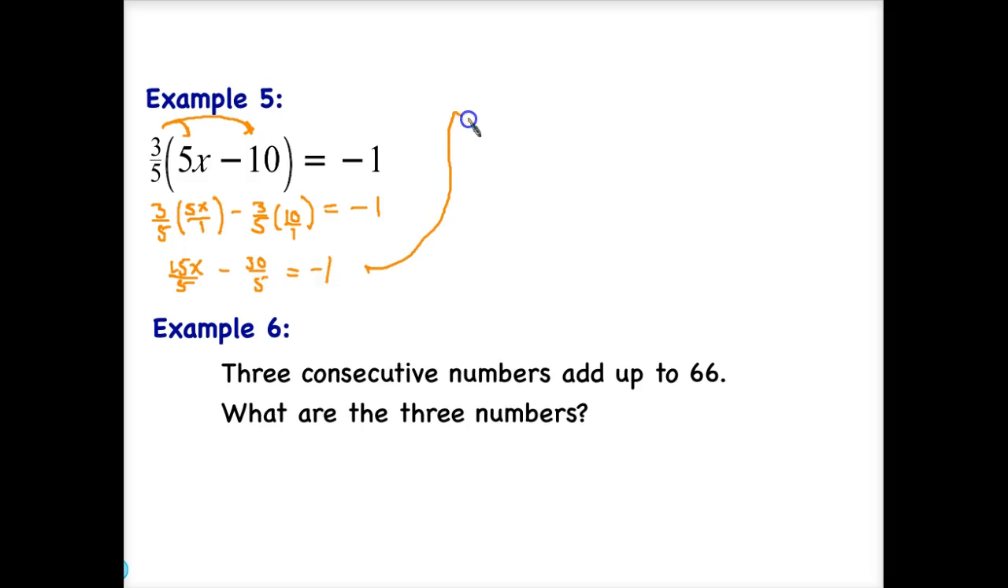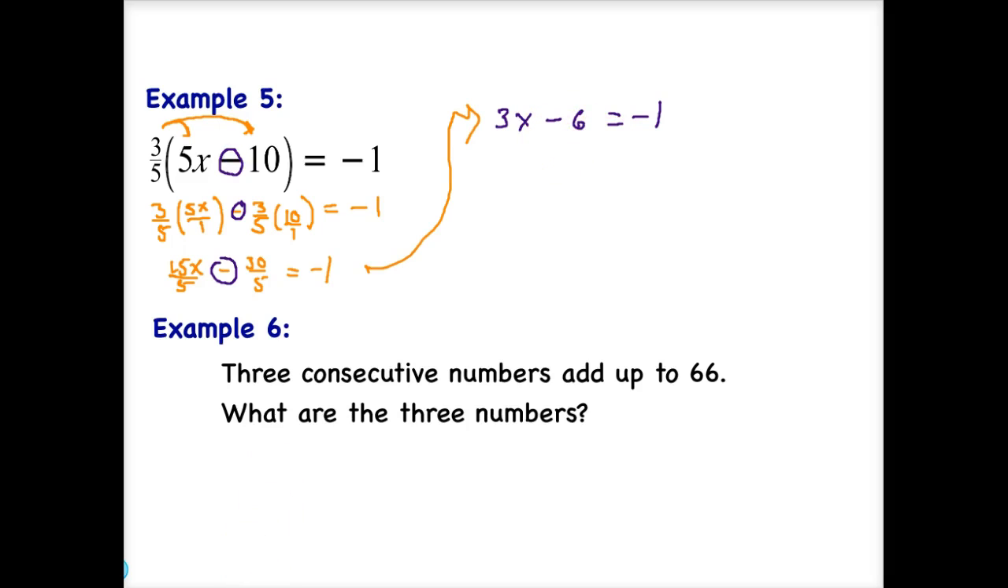Let's simplify this a little bit. What's 15 divided by 5? Well, that's just 3x. And what's 30 divided by 5? That's just 6. Notice that the minus sign here and here comes from here, and it's still there.